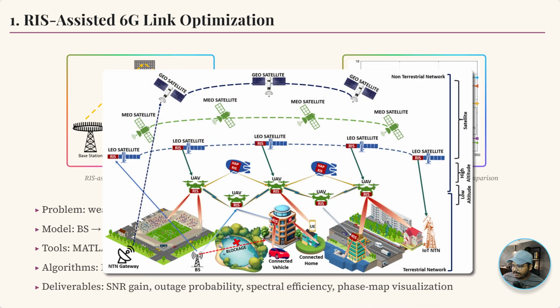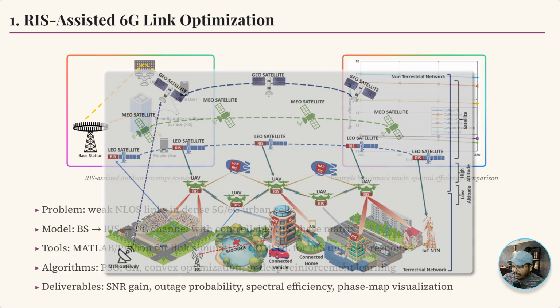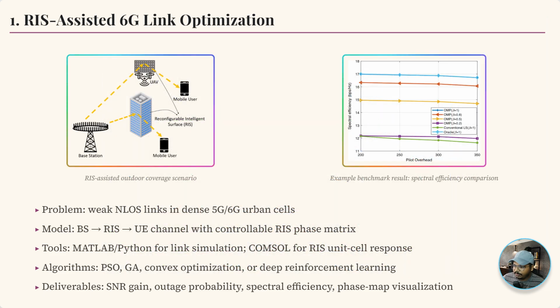RIS stands for Reconfigurable Intelligent Surface, which contains a large number of controllable reflecting elements. These elements can redirect wireless signal towards a user, particularly when the direct path between the base station and the user is blocked. In this project, you can model a base station to RIS to user communication link and optimize the phase of each RIS element.